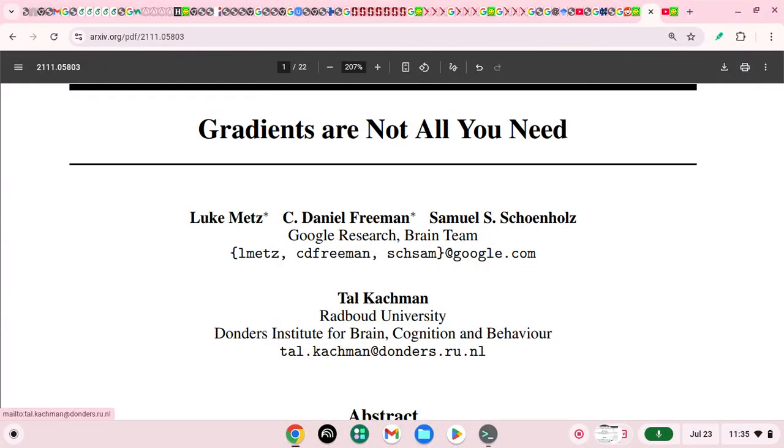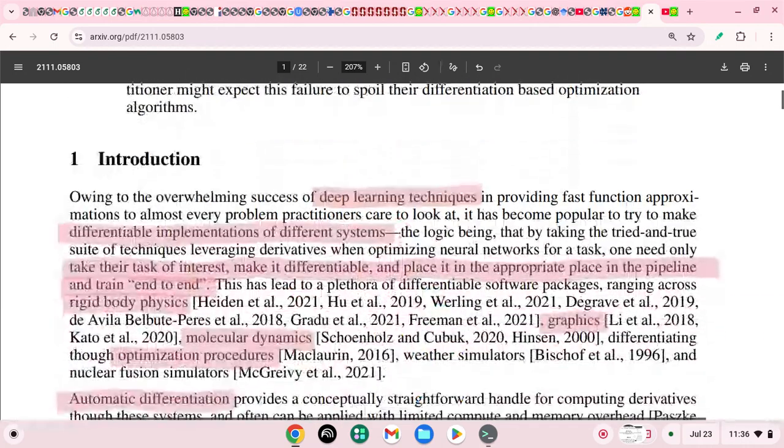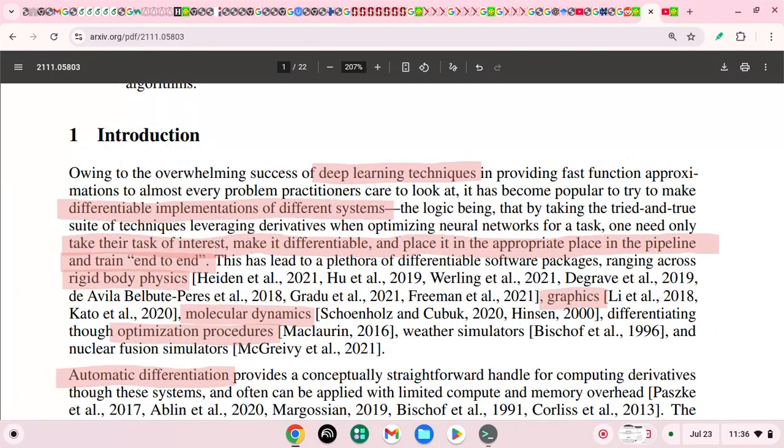Hi all. Today we see a paper titled Gradients Are Not All You Need from Google research team and Radboud University. What this paper says is that there are some recent successful applications of deep learning techniques in various systems. The reason behind this is making the deep learning models differentiable and using gradient based optimization, utilizing the training data to train those models end to end.